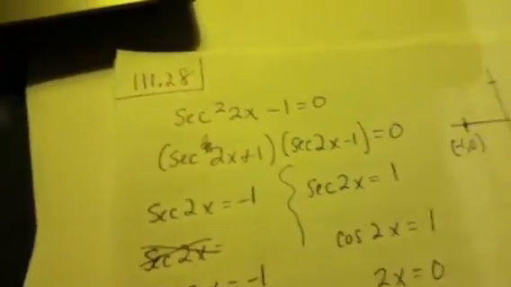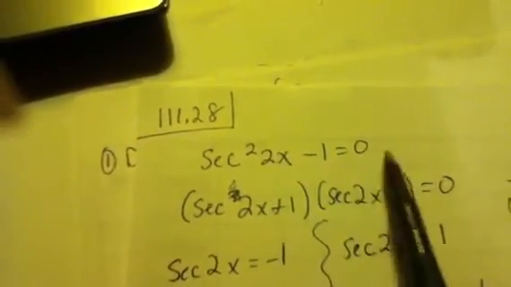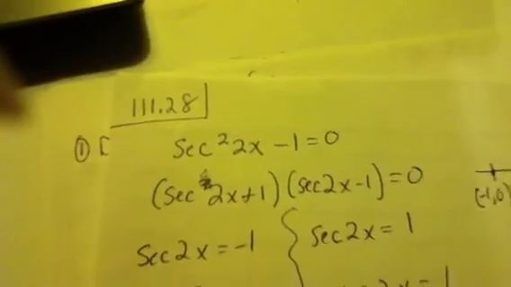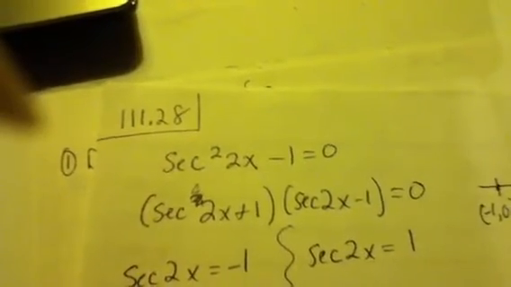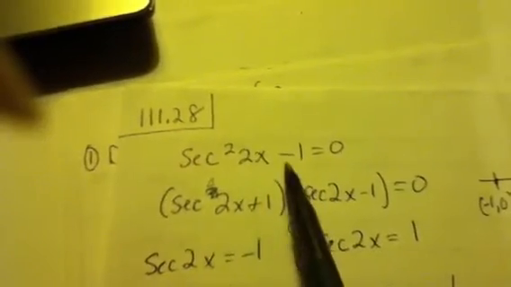111, number 28. This one is really interesting. So secant squared 2x minus 1 equals 0. At first I didn't really know what to do. I was going to try to add the 1 on both sides, and then I thought, well, now I'm stuck. But really this is a difference of squares.